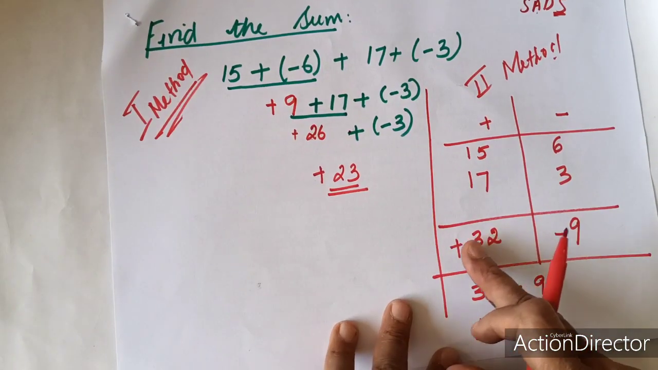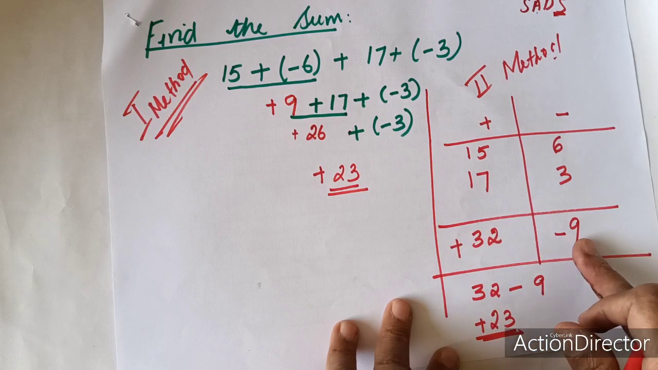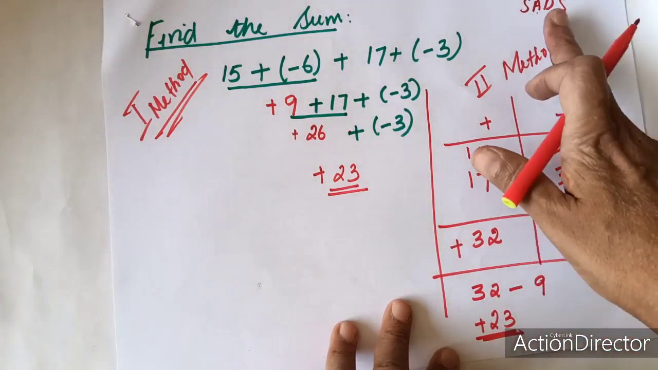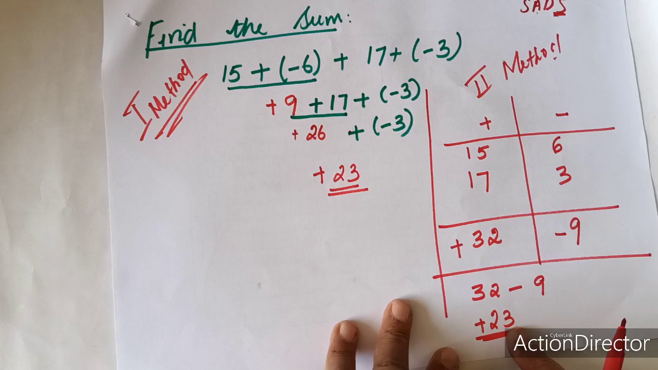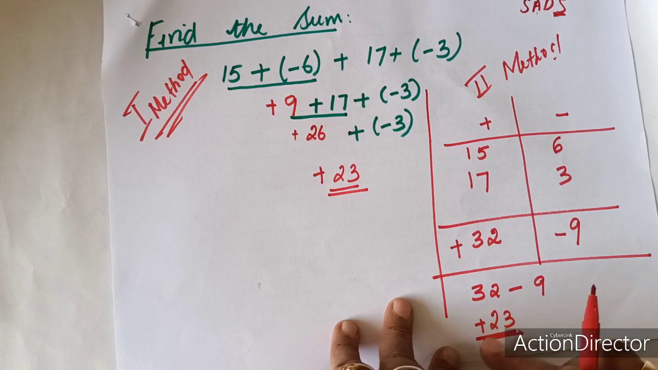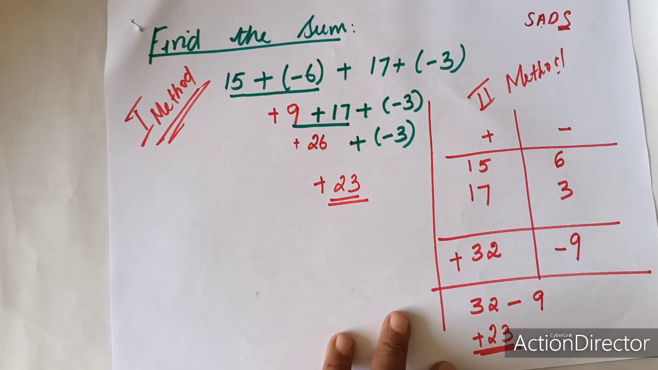Now final answer: 32 and minus 9, different sign, subtract. So 32 minus 9 is equal to 23. Sign of the bigger number is 32, so I am going to put a plus sign. So let us see one more example of this type.